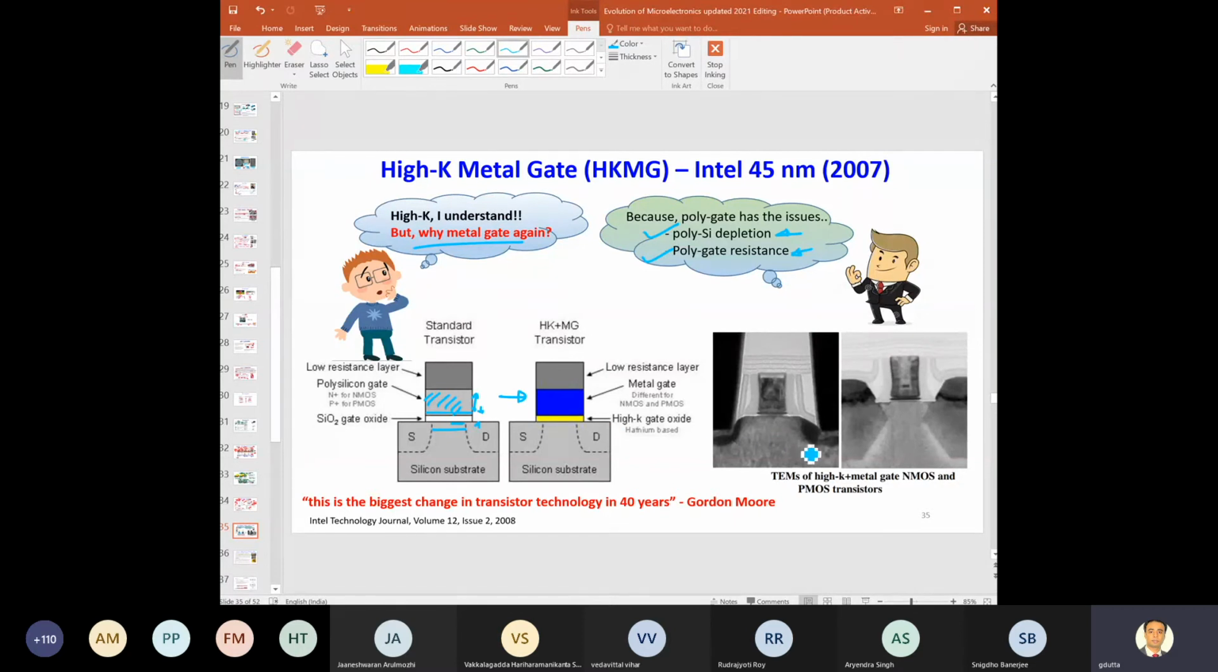Here I have already shown you how metal gates are used. So this is for silicon germanium based, right? This is the CG for PMOS, and this is for NMOS, and here these gates are metal gates, right? And you can see, as per Gordon Moore, this is the biggest change in transistor technology in the last 40 years, right?